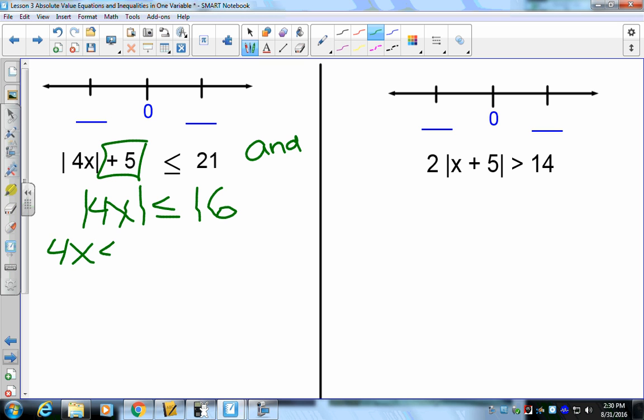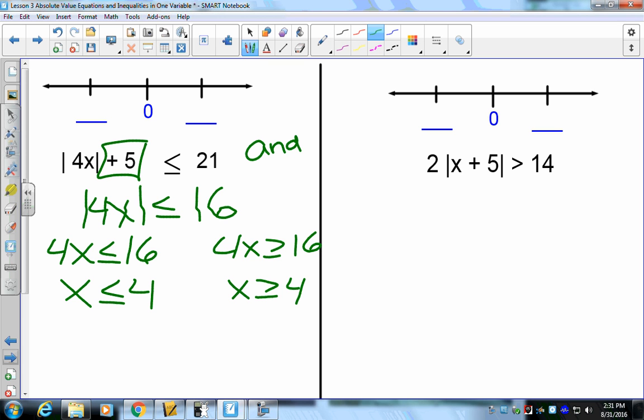So 4x is less than or equal to 16. 4x is greater than or equal to 16. So I have x is less than or equal to 4, and x is greater than or equal to 4. Oops, sorry. When I flipped it, I forgot my negative sign. That doesn't make sense. All right, so I shade. It's an and, shading in between. And I can write one inequality symbol.